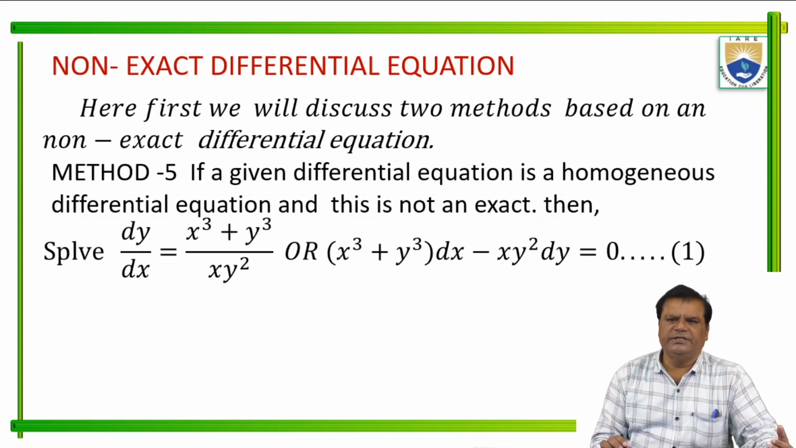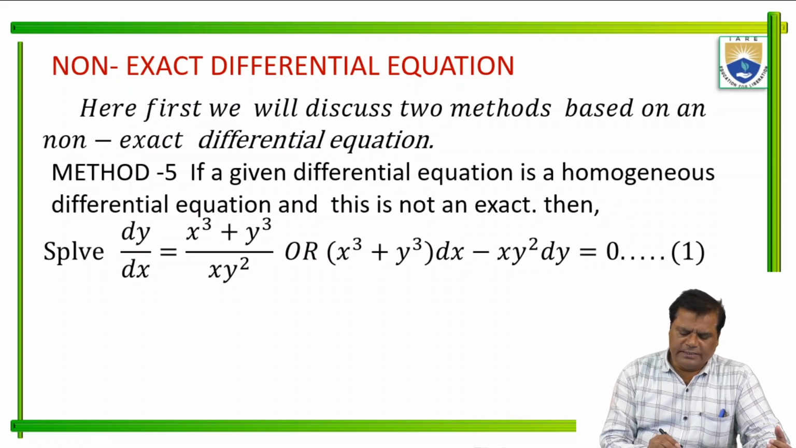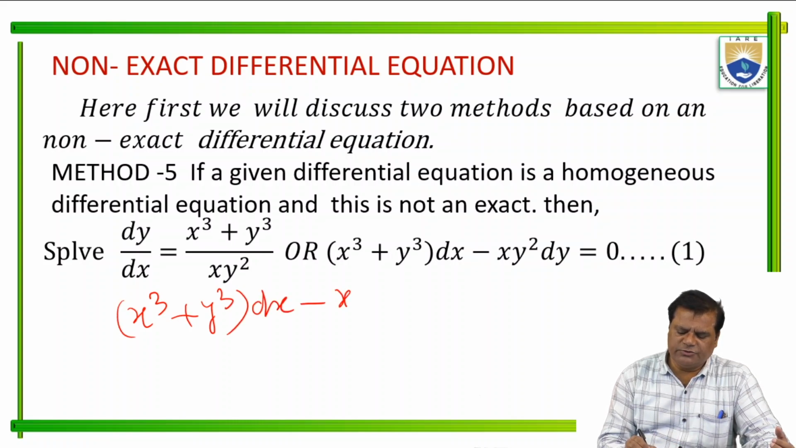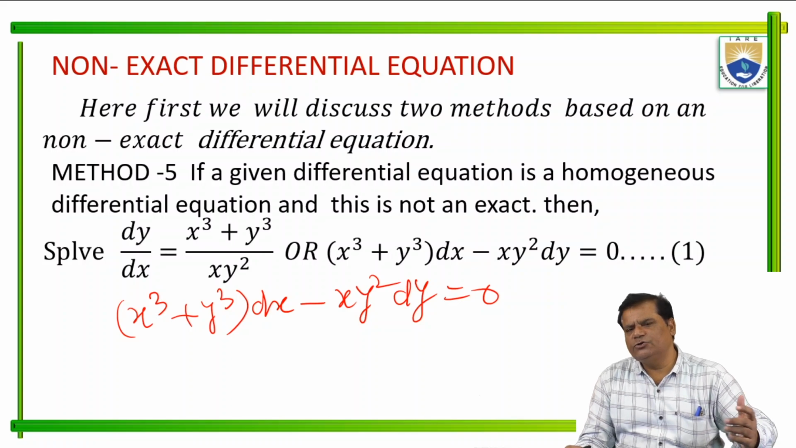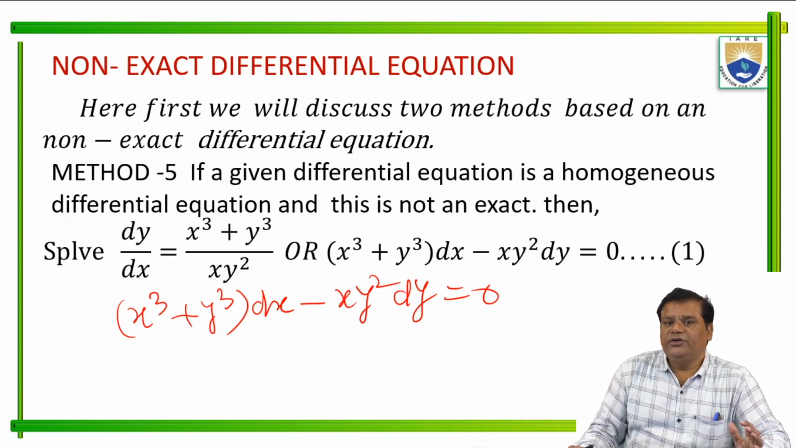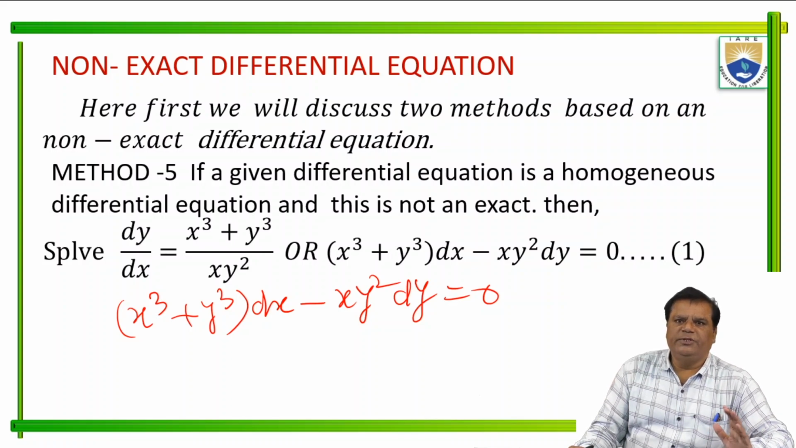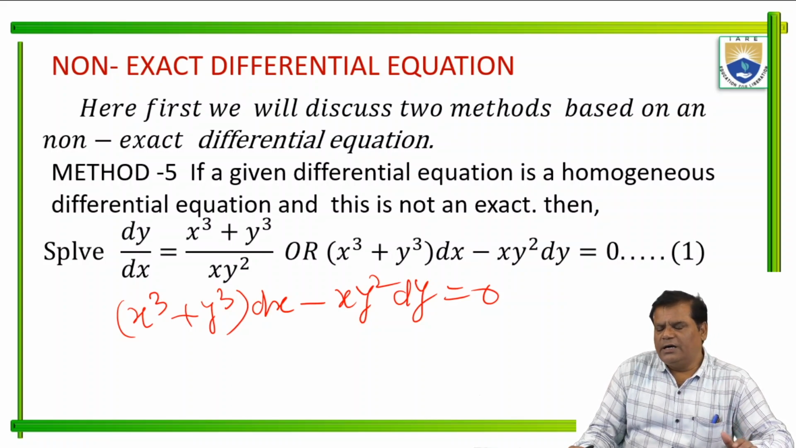Here one question is given: (x cube plus y cube) dx minus xy square dy is equal to 0. This is a homogeneous differential equation. How can we say that? The definition of a homogeneous differential equation is: if in each term of the differential equation the total degree of the variables is equal, then it is known as a homogeneous differential equation.